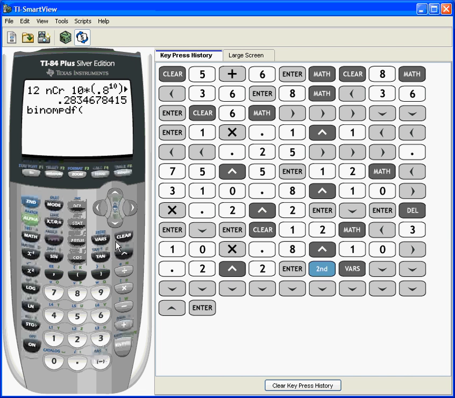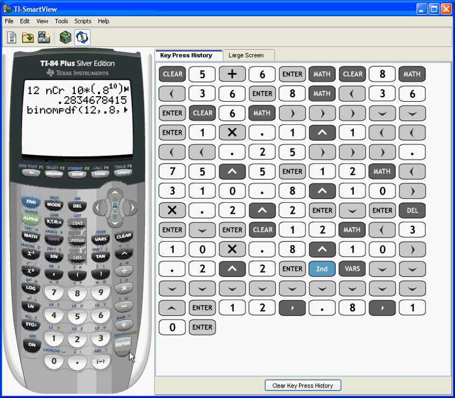So for the one we just did, n was equal to 12, comma, the probability of a success was 0.8, comma, which is right here above your 7. And the number of successes we were interested in was 10. And if I hit enter, it gives me the exact same answers I got before by entering it in the equation form. So that's there for you if you'd like to use it.